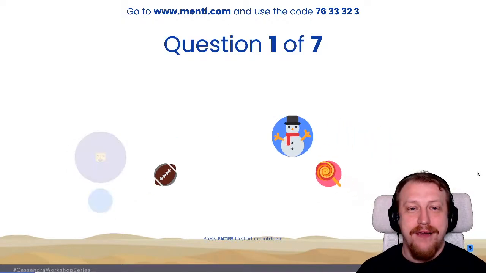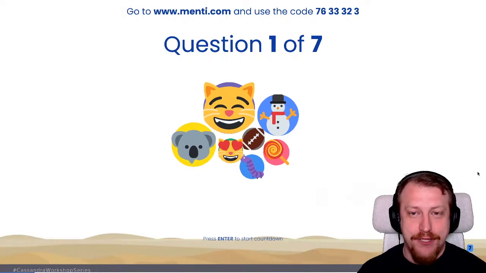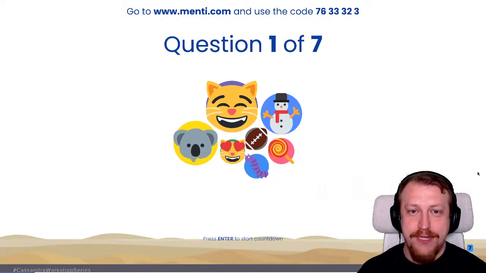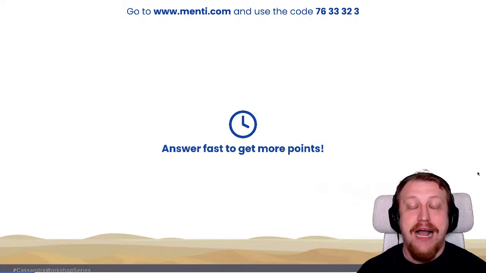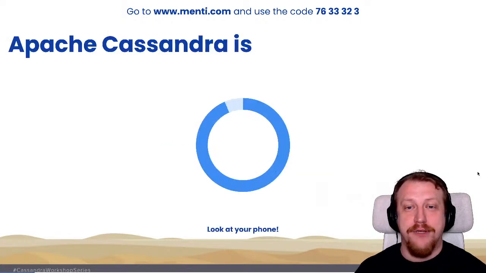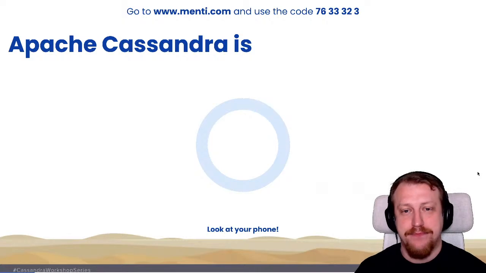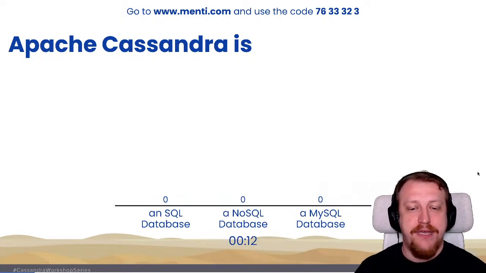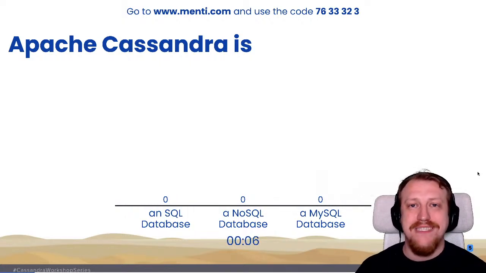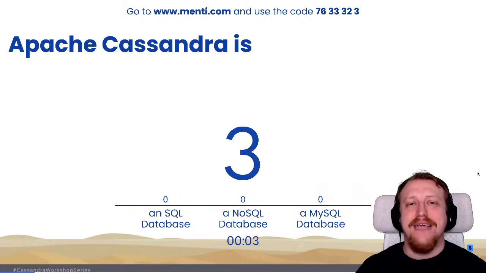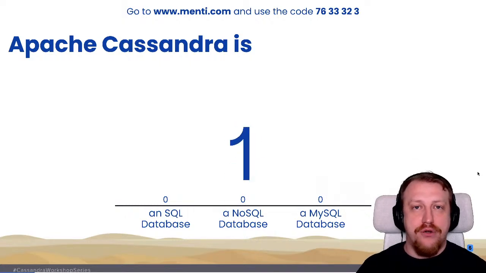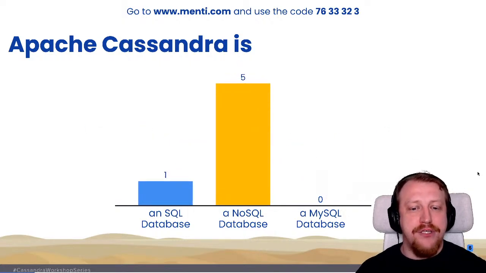Question 1. We don't have a lot of people today, and 7 questions to answer. Answer fast to get more points, but you don't want to make a mistake. Apache Cassandra is an SQL database, a NoSQL database, a MySQL database. Please watch your phones because YouTube has a delay of 1-2 seconds. Watch your phones, they will be more on time than YouTube.